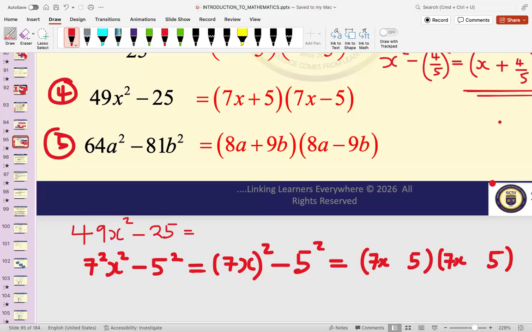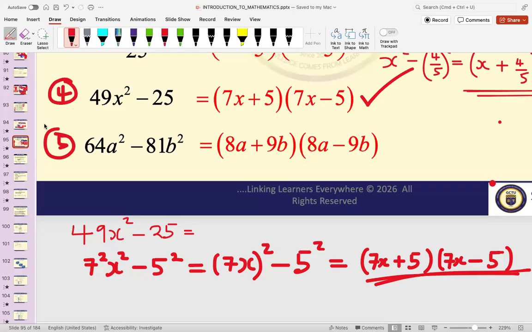I write the 5 over there as well. Then the signs: when negative 5 is crossing, it becomes positive 5. When positive 5 is going back, it becomes negative 5. And this becomes the final result. That's what you are seeing here. 7x plus 5, 7x minus 5.